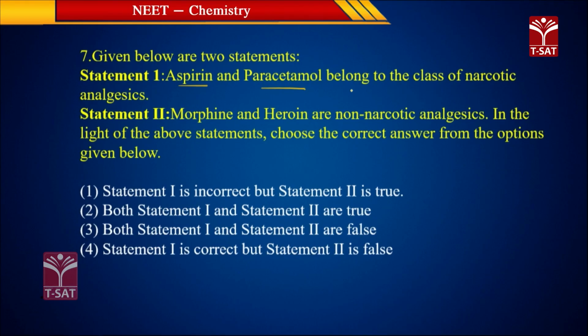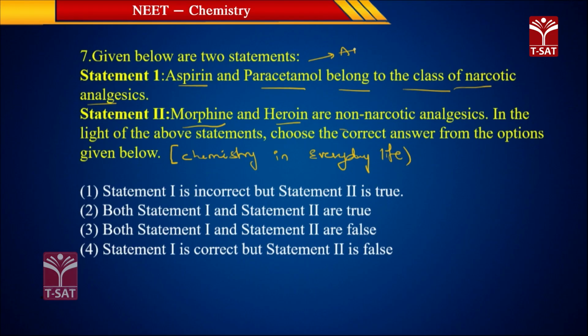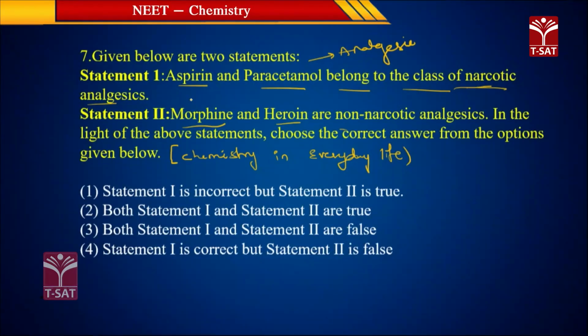Aspirin and paracetamol belong to the class of narcotic analgesics. That is statement 1. Statement 2: morphine and heroin are non-narcotic analgesics. In the light of the above statements, choose the correct answer. Which chapter is this? This is chemistry in everyday life. Aspirin and paracetamol are analgesics. What do you mean by analgesic? Analgesic means it reduces pain. But these are not narcotic analgesics. These are non-narcotic analgesics.